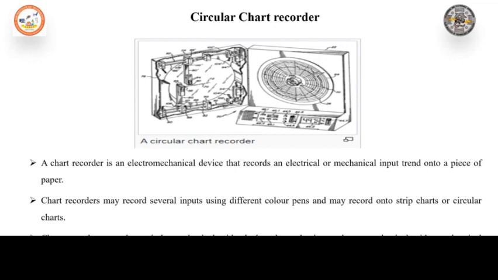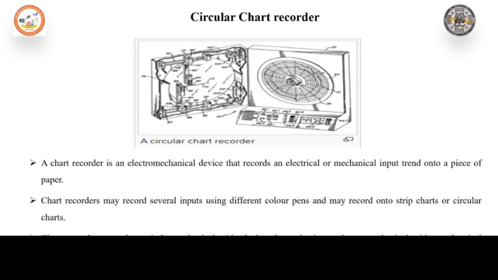The speed of rotation of the chart is usually 1 revolution per 24 hours or per 7 days or any other speed, which can be conveniently obtained by using a synchronous motor with a suitable gear assembly. The radial position of the pen at any time indicates the instantaneous value of the quantity under measurement.